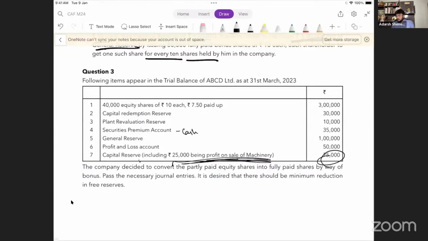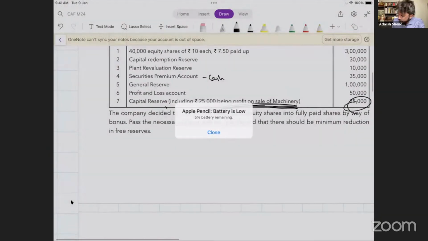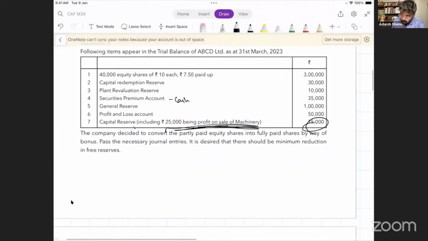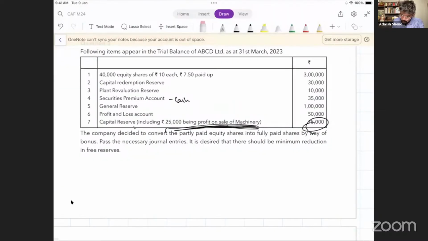So we cannot use that for bonus, not for any bonus. It is neither for bonus call nor for bonus shares. I hope everyone has understood this. So out of the 75,000, 25,000 is for cash and 50,000 is non-cash. Security premium is fully cash, no problem, the 35,000.